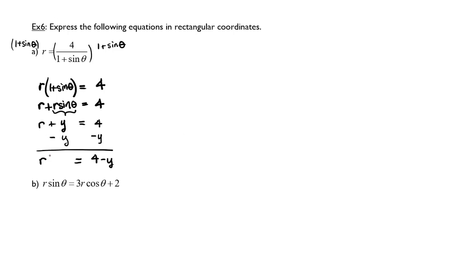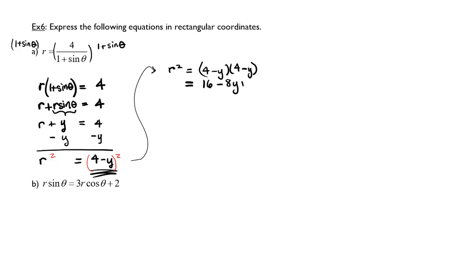I need to square both sides to have something that's familiar to do a substitution. Now I have r squared is equal to 4 minus y times 4 minus y. That's the same as 4 minus y squared, but it's maybe a little bit easier to see how to do this by foiling this out. I should get 16 minus 8y plus y squared on the right side equals r squared on the left side.